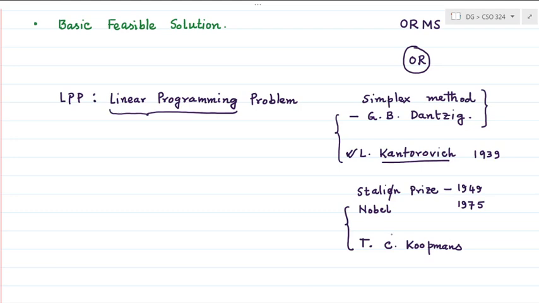George Dantzig was recruited during the Second World War in the U.S. Army. He worked for the U.S. Army, and the military refer to their various plans or proposed schedules of training, logistic supply, and development of combat units. All these things, planning, scheduling, logistic supply and development of combat units, together they called a program.